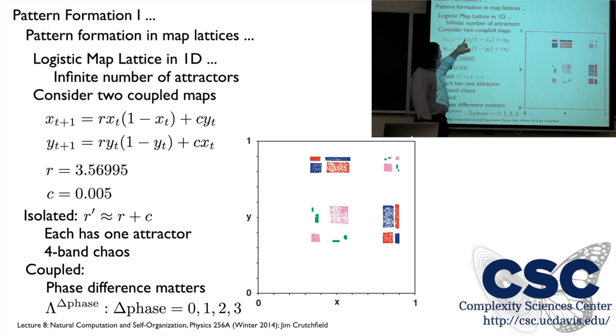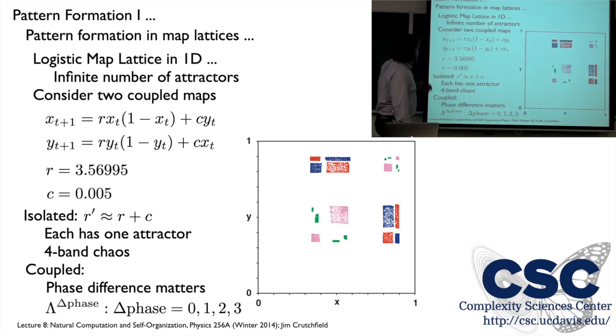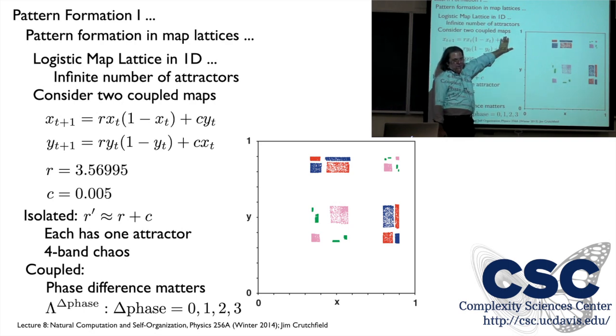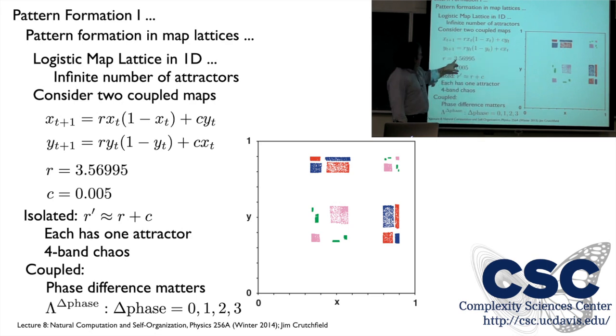So here we're going to have the same parameter value. So I have r times x times (1 minus x), and then the second map is r times y times (1 minus y). And then I just cross-couple these with the same coupling strength. I just add in the other map to a given one. Let me set the r value here right at the onset of chaos. As if C was 0, the individual maps would be right at the end of period doubling just before chaos. So that's 3.56995, so on. But I'll add a little bit of coupling: 0.005, just a bit. That's pretty small.